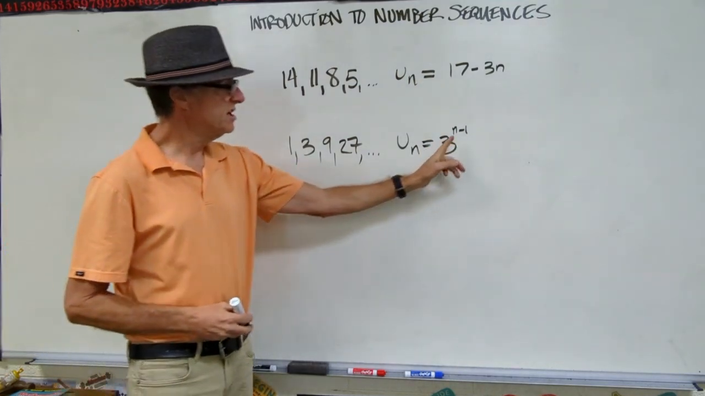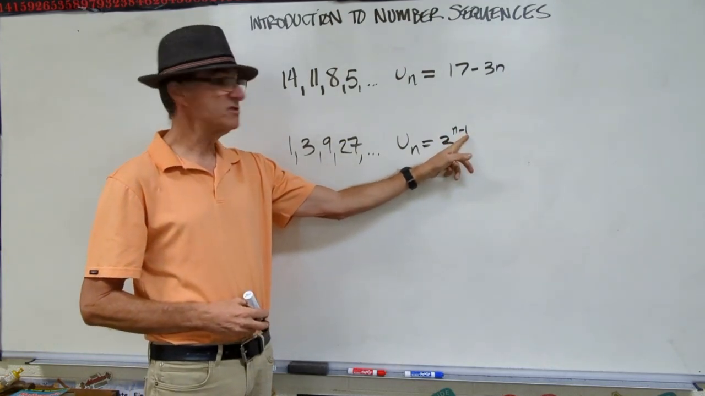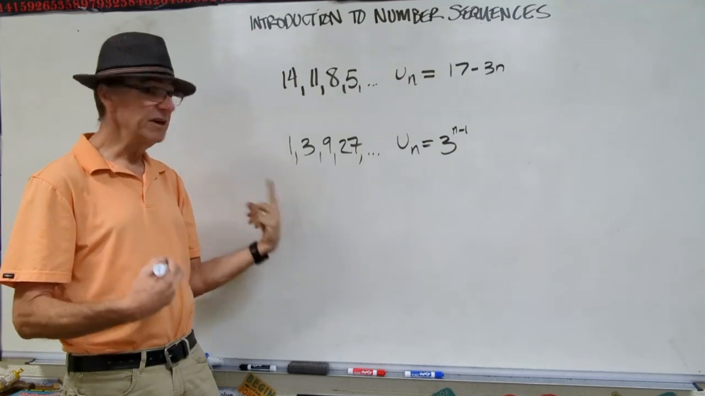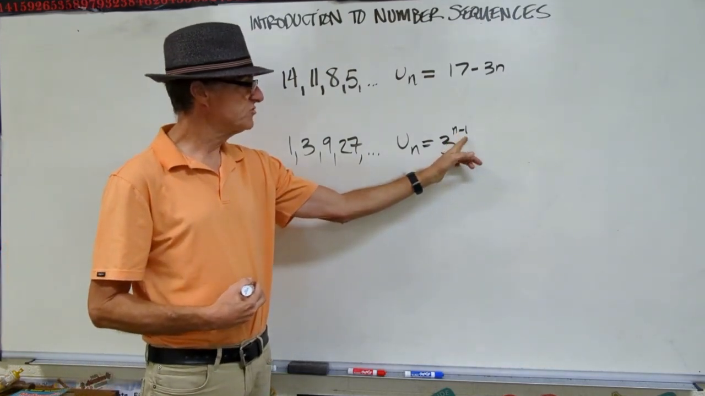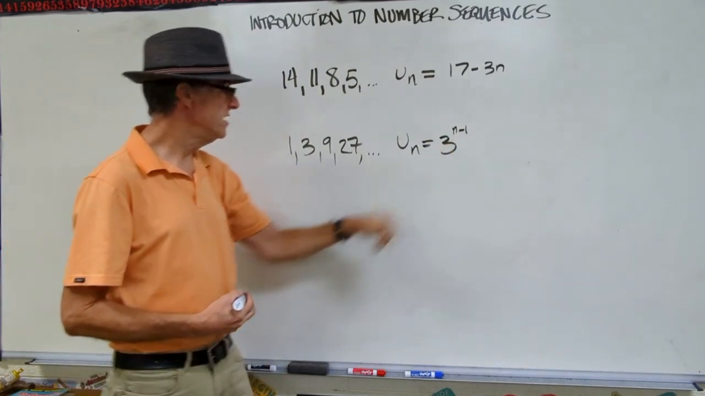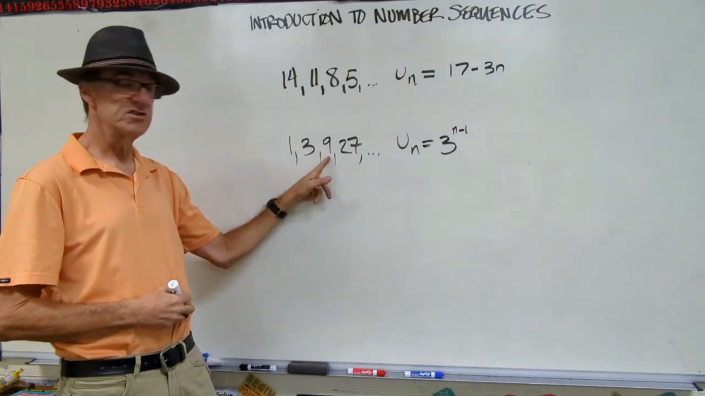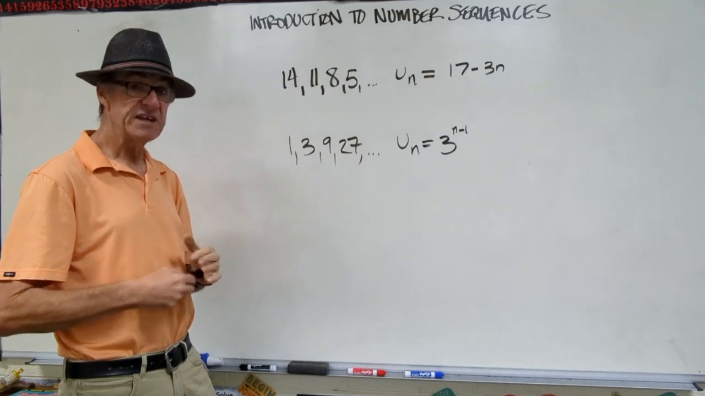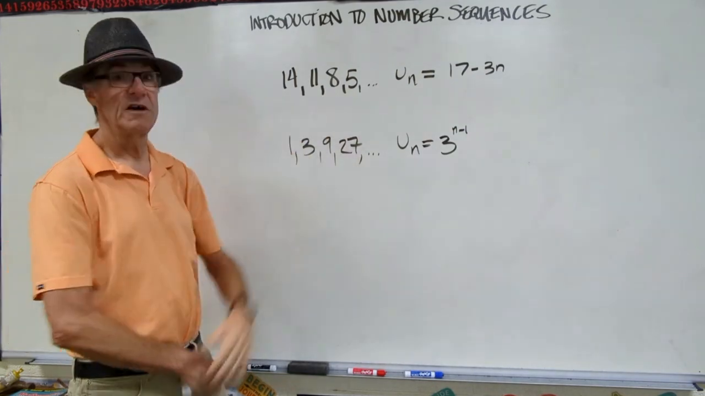Second term is going to be 2 minus 1 in my exponent, so that's 1. 3 to the 1 gives us 3. Third term, 3 minus 1 is 2. 2 squared gives us 9 for the third term, and so on. So it's thinking like this that cracks the code for finding these formulas.